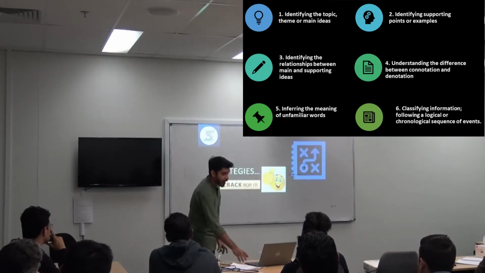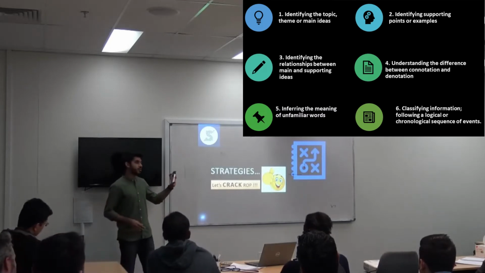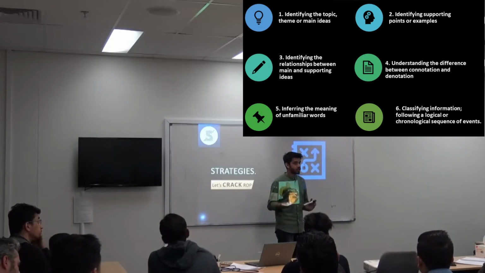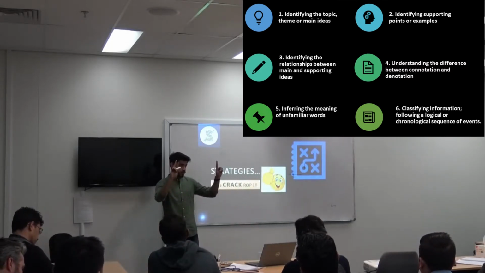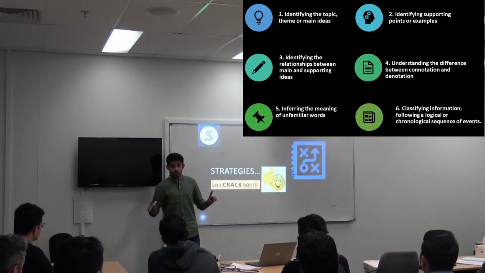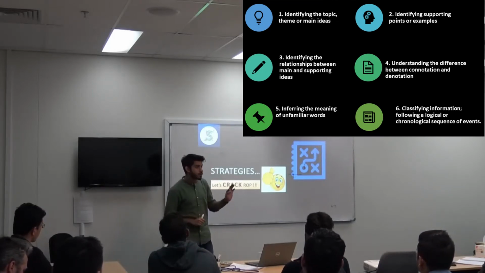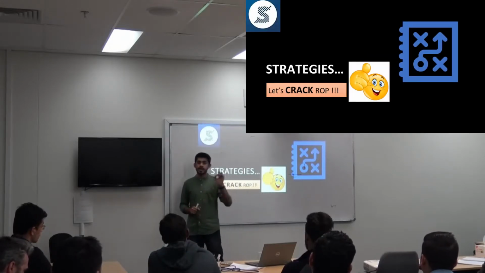Alright? Now, what are those strategies? Before going to the strategies part, remember I told you guys, I don't want you guys to take more than 1.5 minutes to solve Reorder paragraphs, right? And to do that, we'll do 2 things. We'll not read, but we'll do skimming and scanning. Can you tell me what are these? What is skimming in reading and what is scanning in reading?